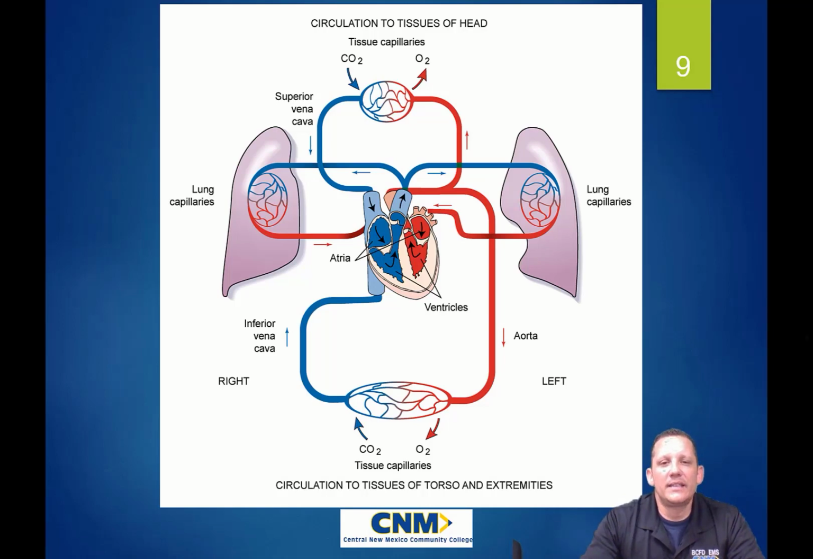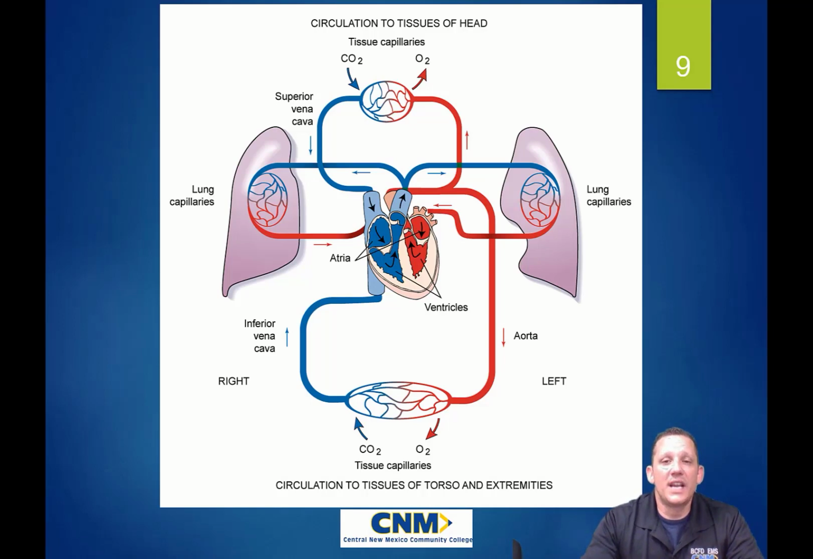Anything that's deoxygenated comes into the right side of the heart. It's pumped out deoxygenated through the pulmonary artery. Remember, if it's leaving the heart, it's an artery. It's not about the oxygenation. And then it goes into the lungs. And then you can see that pulmonary artery breaks into arterioles and into capillaries, which are all surrounding the millions and millions of alveolar membranes.